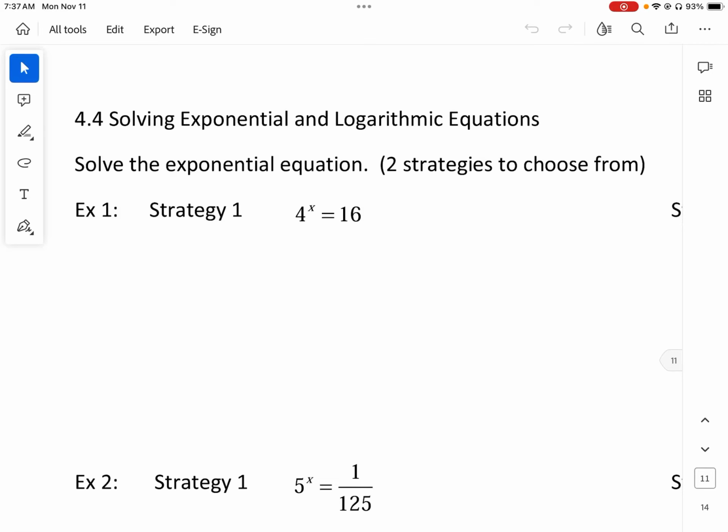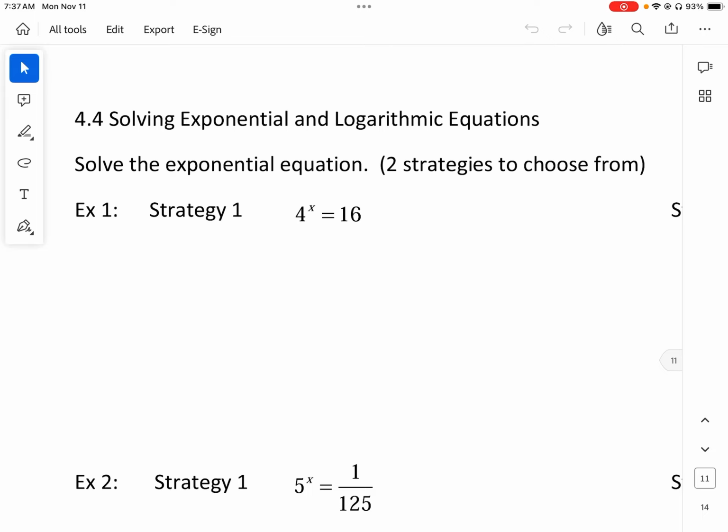Let's look at 4.4, solving exponential and logarithmic functions. We are going to solve the exponential equation in this video. So we are going to look at two different strategies, and then you choose the one that works best for you. So 4 raised to the x equals 16.